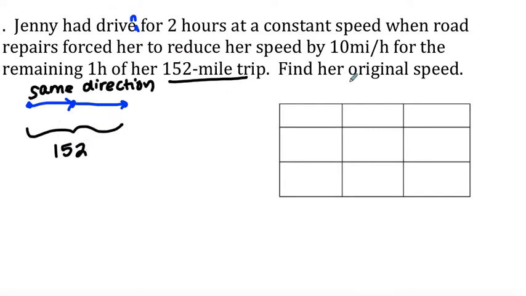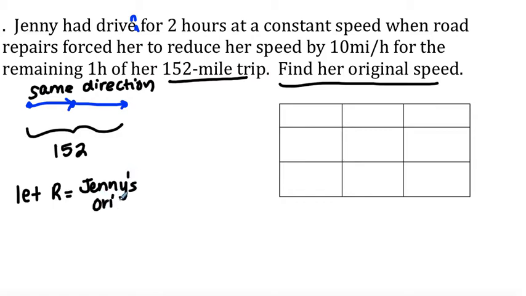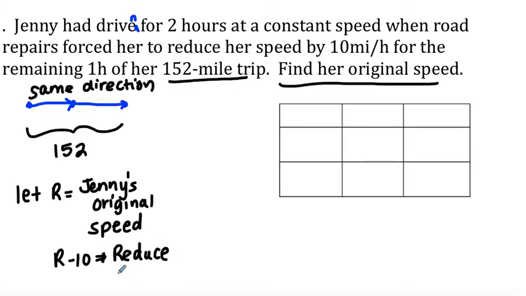All right, now it asks me to find her original speed, so that means that's my unknown, so R. So we're going to let R equal Jenny's original speed. Okay, now she had to reduce her speed for the second part, so I'm going to do that: R minus 10 was her reduced speed. Okay, so I've got my variables for each piece, and now I'm going to put them all together in my chart. So D equals R times T.